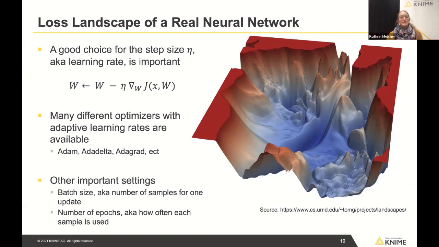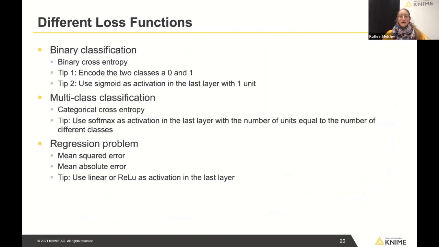Because normally when you train a neural network, you have really a lot of data, and always calculating the gradient on the whole data set is really expensive. So what we can do instead is always take into account only a batch, so only some of the samples, and update our weights already. How many samples we take into account for each update is defined via the batch size. Another important setting is the number of epochs, and this defines how often we use each training sample in the training process.